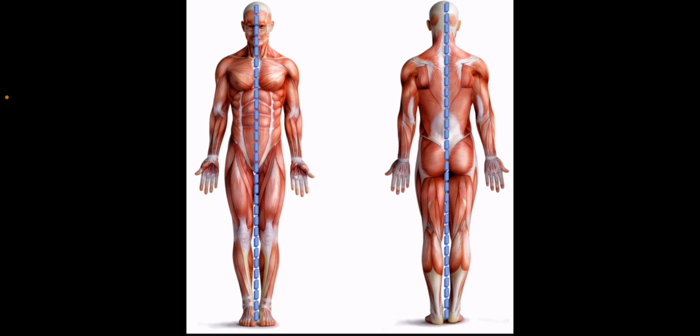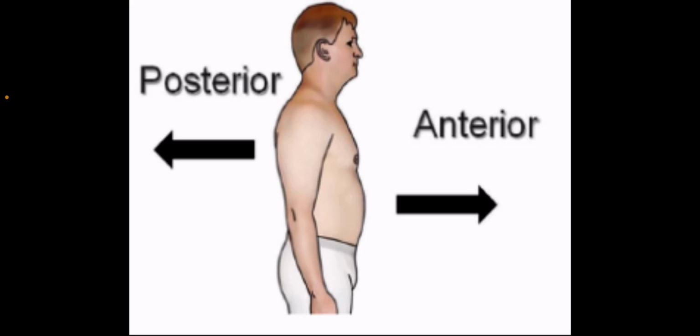The next part we're going to be speaking on is directional terms. So the first one here is anterior versus posterior. So anterior can also stand for ventral, which means towards the front, so outwards. So for example, the chest is anterior to the spine. The chest is towards the front of the spine.